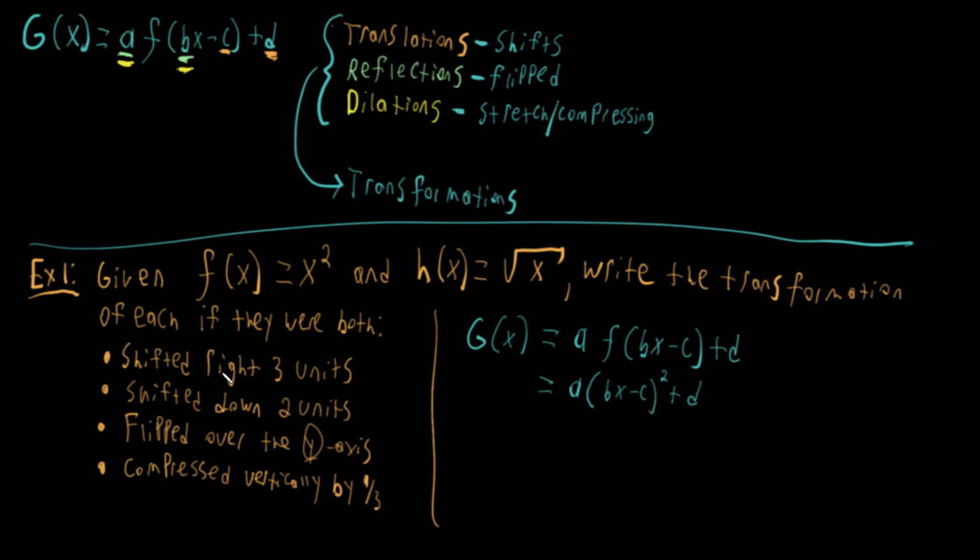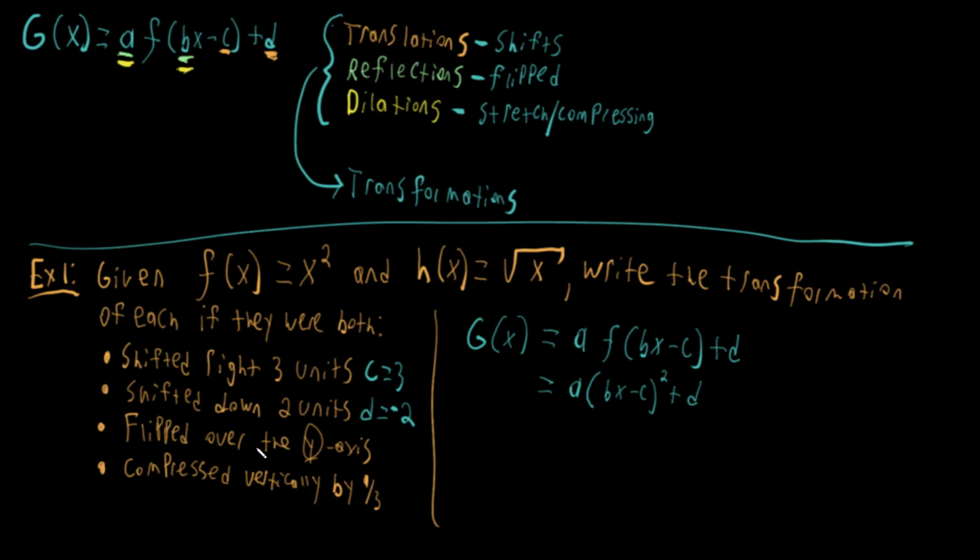Now, if we're going to be shifting to the right 3 units, we know that we're going to have to end up subtracting overall. So if we plug in c equals 3 to this general form, we will be subtracting 3. That's going to move us to the right, which is what we want. If we want to be shifting down, shifting is a translation, and up and down has to do with the d value. So our d is going to be 2, and since we're going down, it's going to be negative, because that behaves like you think it would, since it's on the outside.